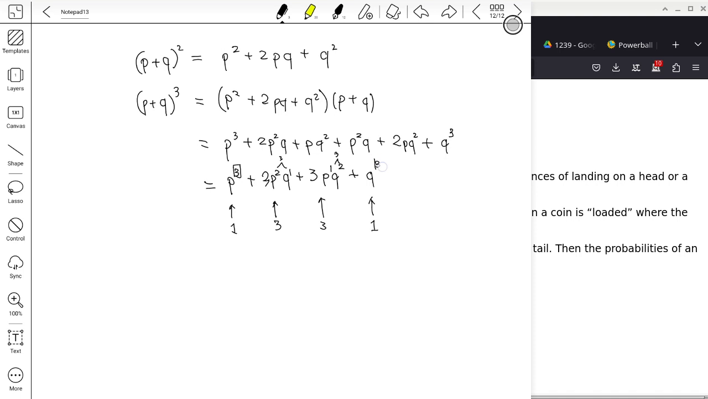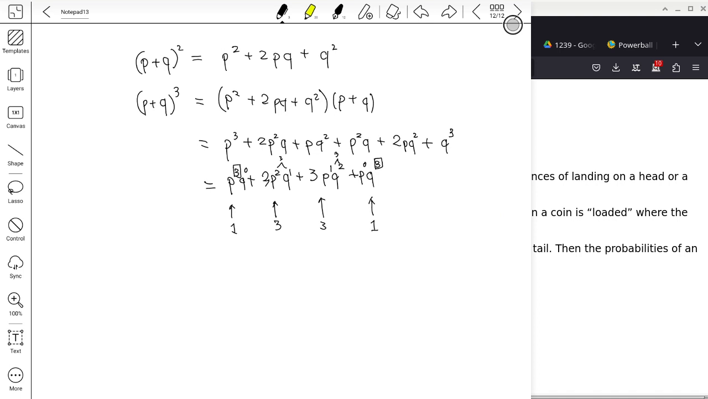This is also just 3 by itself. So when you combine the power between the P and the Q for each term in the summation, they always add up to 3. Now, the other way to look at this is to say this actually contains a Q to the power of 0, okay?